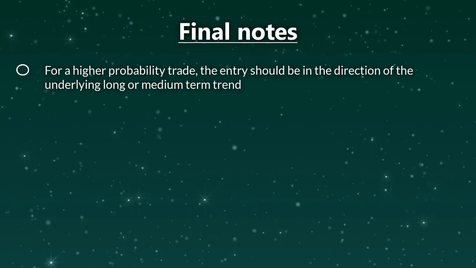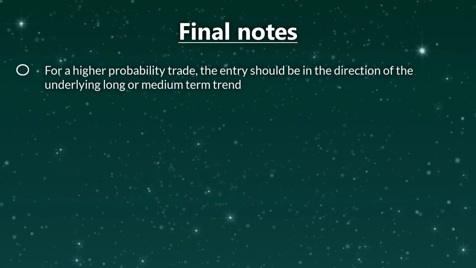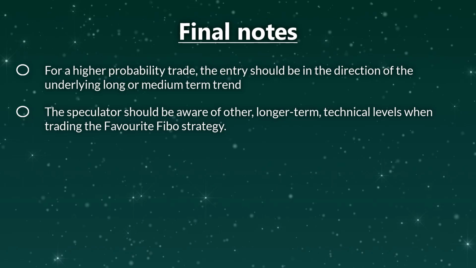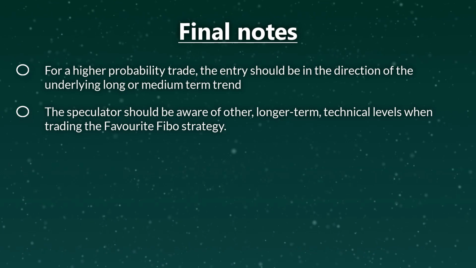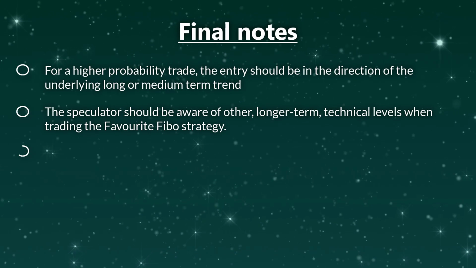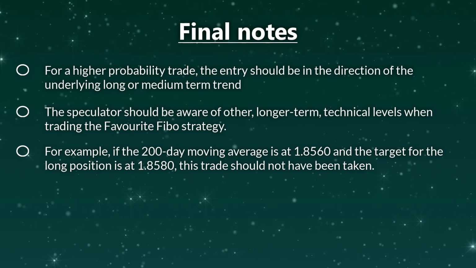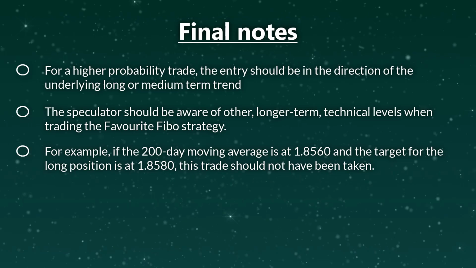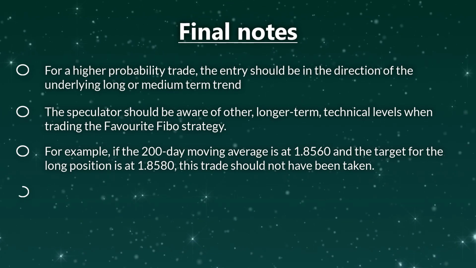Final notes. For a higher probability trade, the entry should be in the direction of the underlying long or medium-term trend. The speculator should be aware of other, longer-term, technical levels when trading the favorite Fibo strategy. For example, if the 200-day moving average is at 1.8560 and the target for the long position is at 1.8580, this trade should not have been taken.